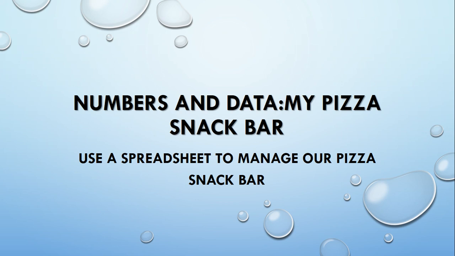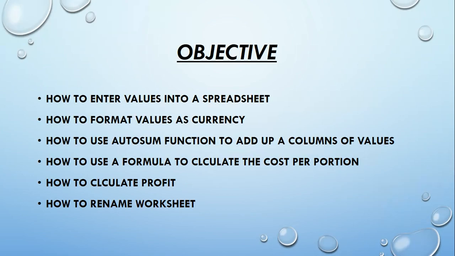Today we are revising our unit number 6, Numbers and Data, My Pizza Snack Bar. The objectives of today's lecture are how to enter values into a spreadsheet, how to format values as currency, how to use the AutoSum function to add up a column of values, how to use a formula to calculate the cost per portion, how to calculate profit, and how to rename a worksheet.